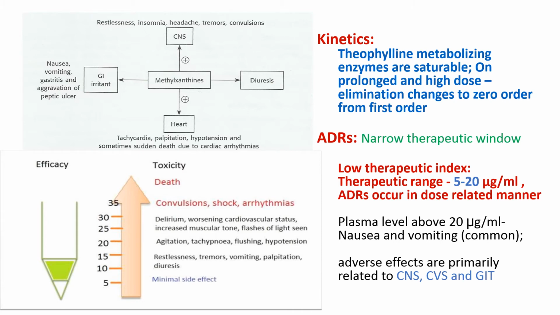in plasma concentration. And what we are noticing here, methyl xanthine is a narrow therapeutic index drug. So the therapeutic effect is usually manifested in that particular range of 5 to 20 microgram per ml. If the plasma concentration increases above 20 microgram per ml, you will start noticing the CNS adverse effects, GIT adverse effects, CVS adverse effects, and it can also lead to death of the patient.